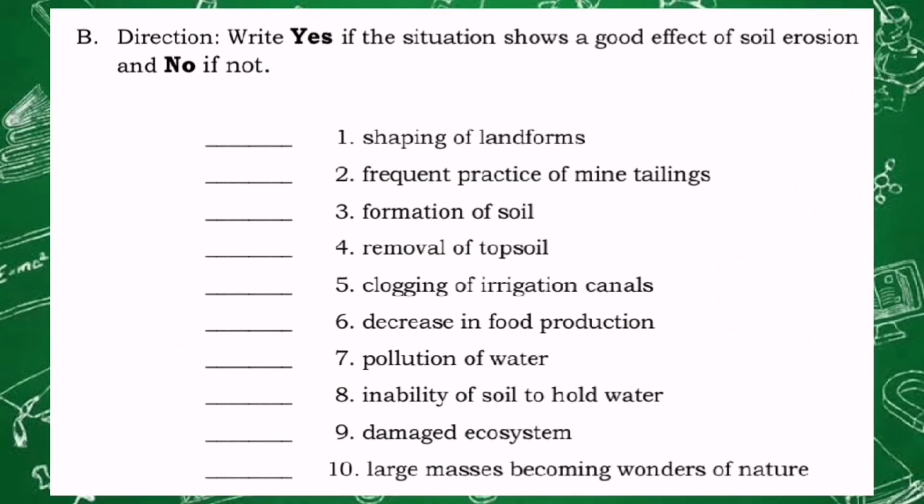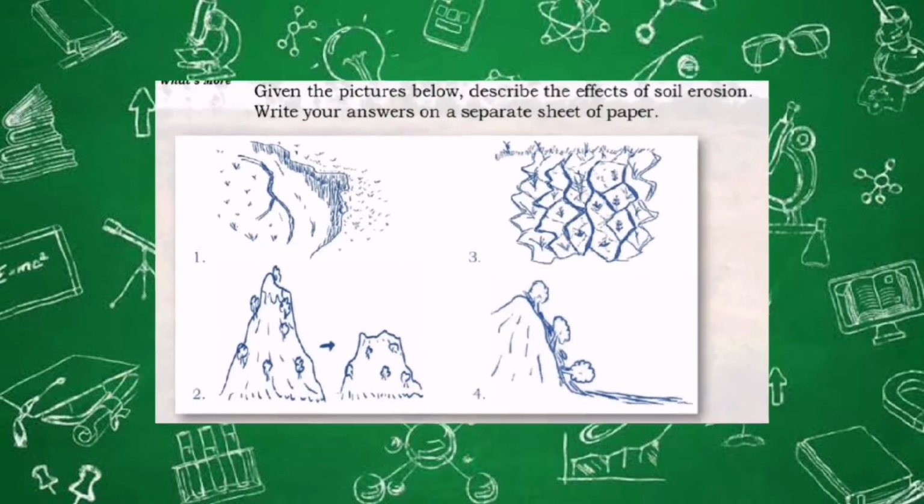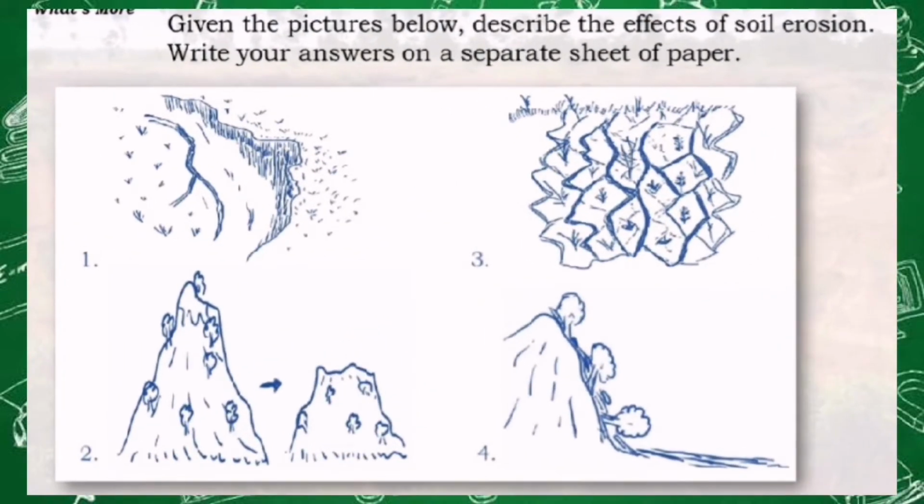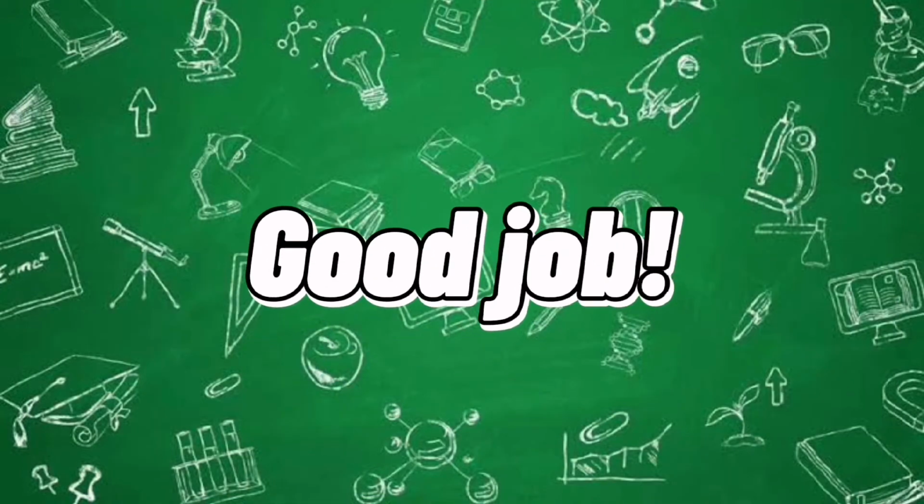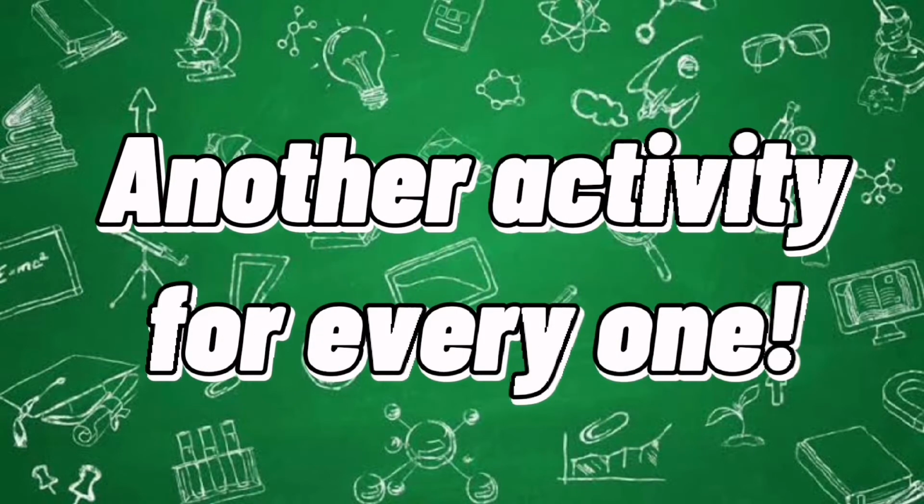For activity B, write only yes if the situation shows a good effect of soil erosion, and write no if not. For activity C, describe the effects of soil erosion based from the given pictures. Write your answers on a sheet of paper. Good job! Another activity for everyone.